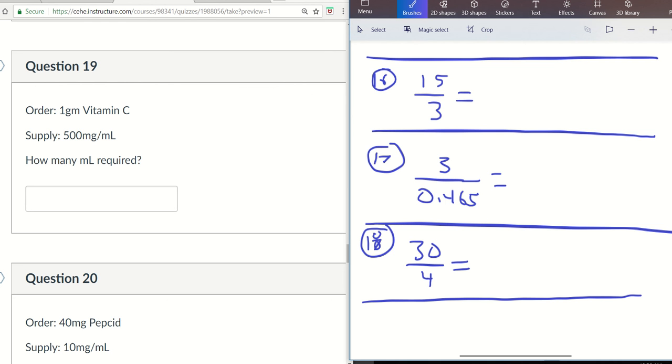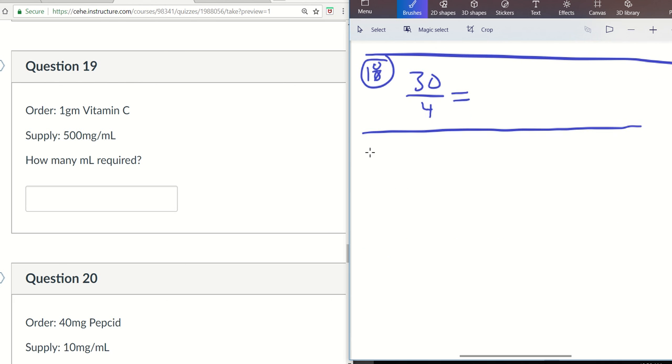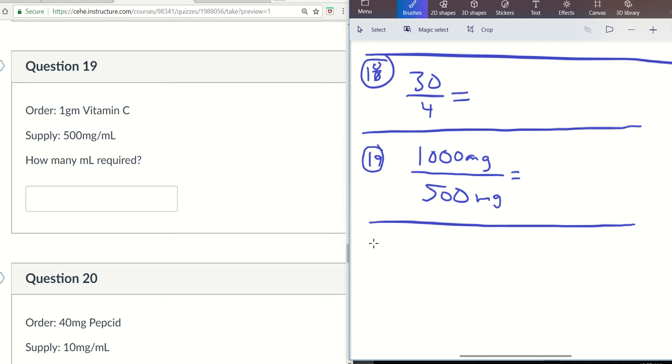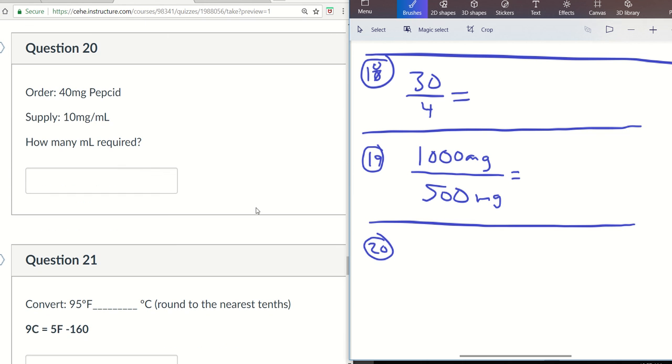19, we got grams and milligrams, so just remember to convert into the same units. So I'll change the gram to 1,000 milligrams. That way we can divide it by the supply, which is 500 milligrams. So we will need 2 mL. Order is 40. Supply is 10. Easy enough. 4 mL.